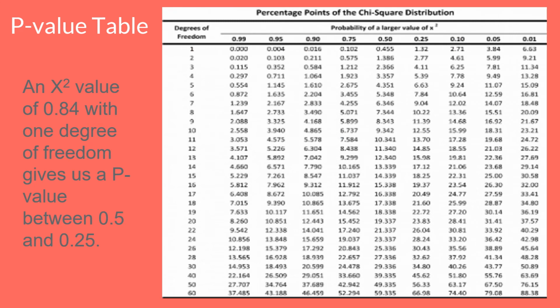So then we come over to a percentage points of the chi-square distribution table, which gives you a wide range of degrees of freedom starting at 1 all the way to 60, and you could calculate even more than that. Then you take your degrees of freedom and your chi-square value, and you find where your chi-square value falls in between the top line probabilities at the given degree of freedom. So for our example, we have 1 degree of freedom, and our chi-square value of 0.84 falls within a p-value of 0.5 and 0.25.